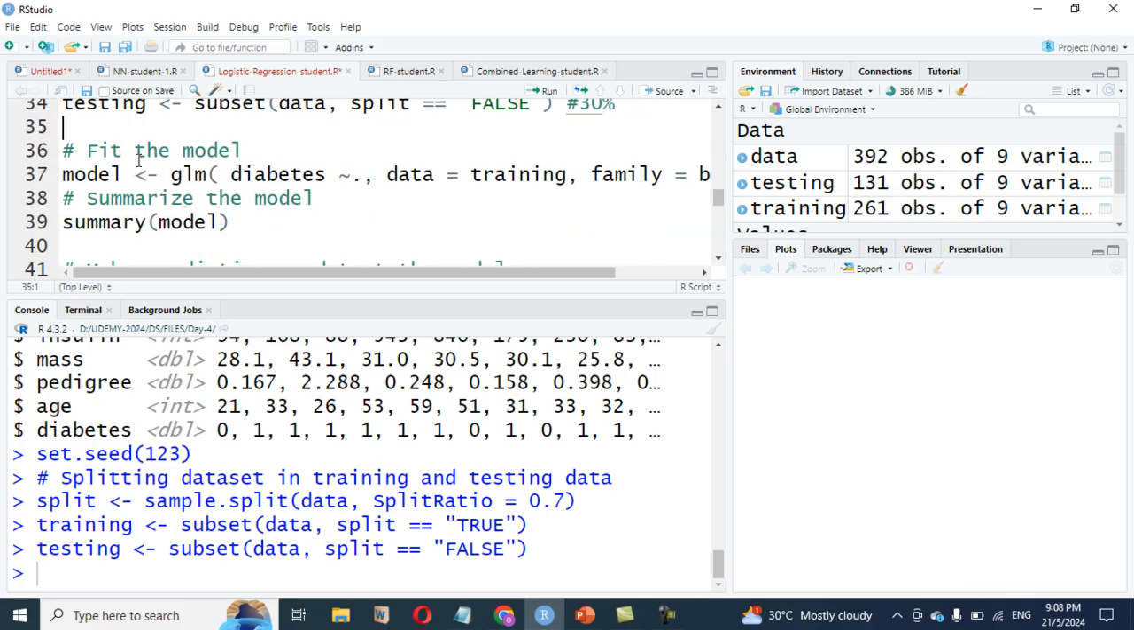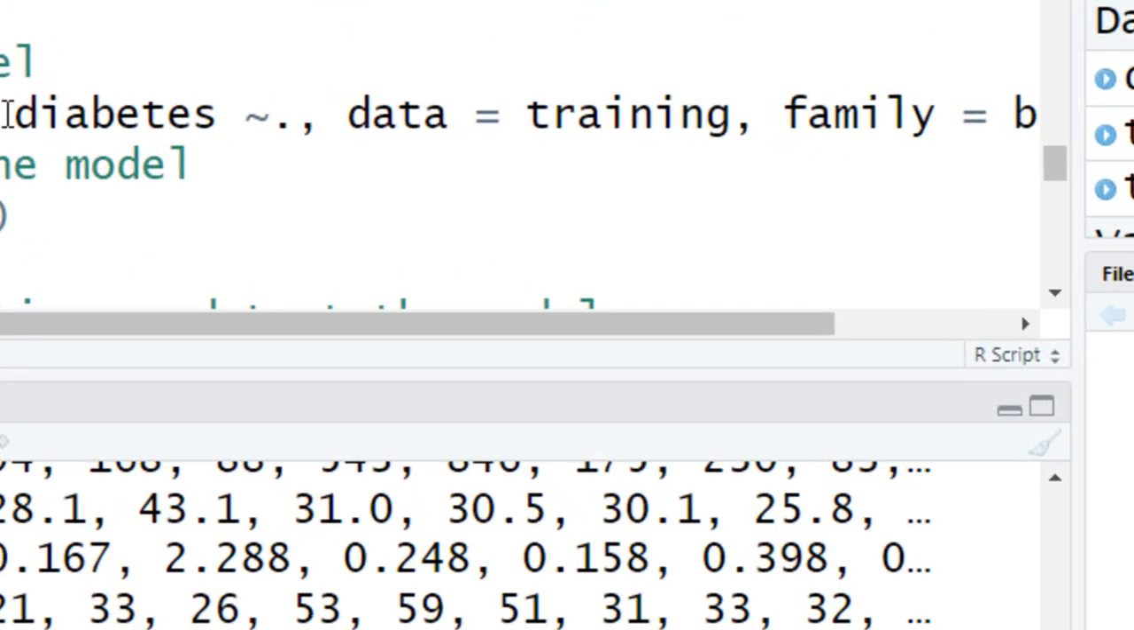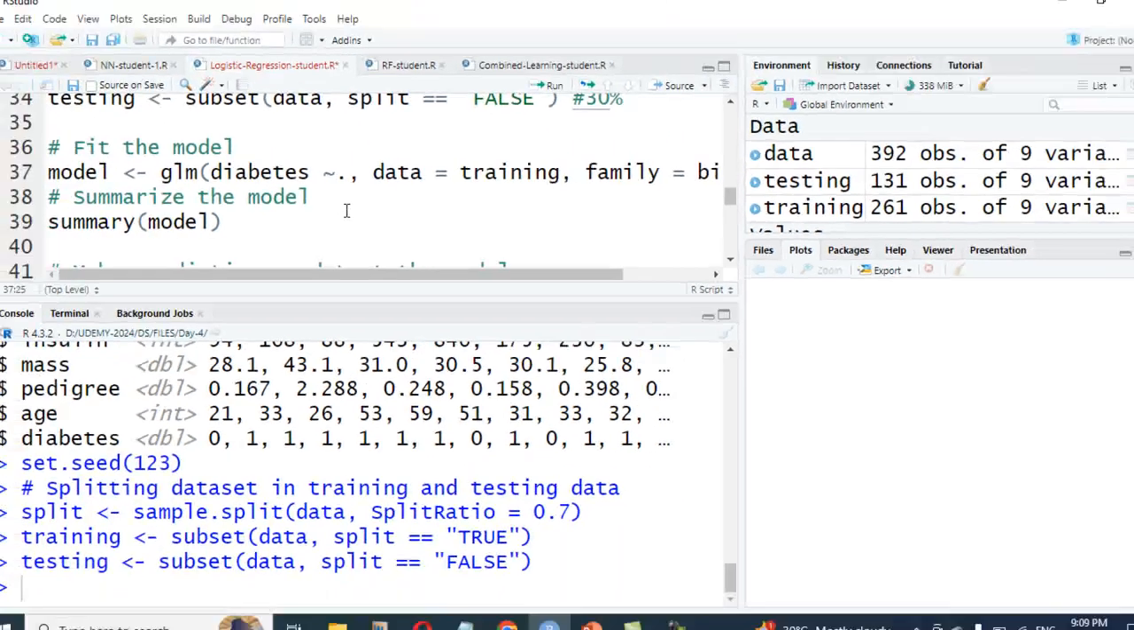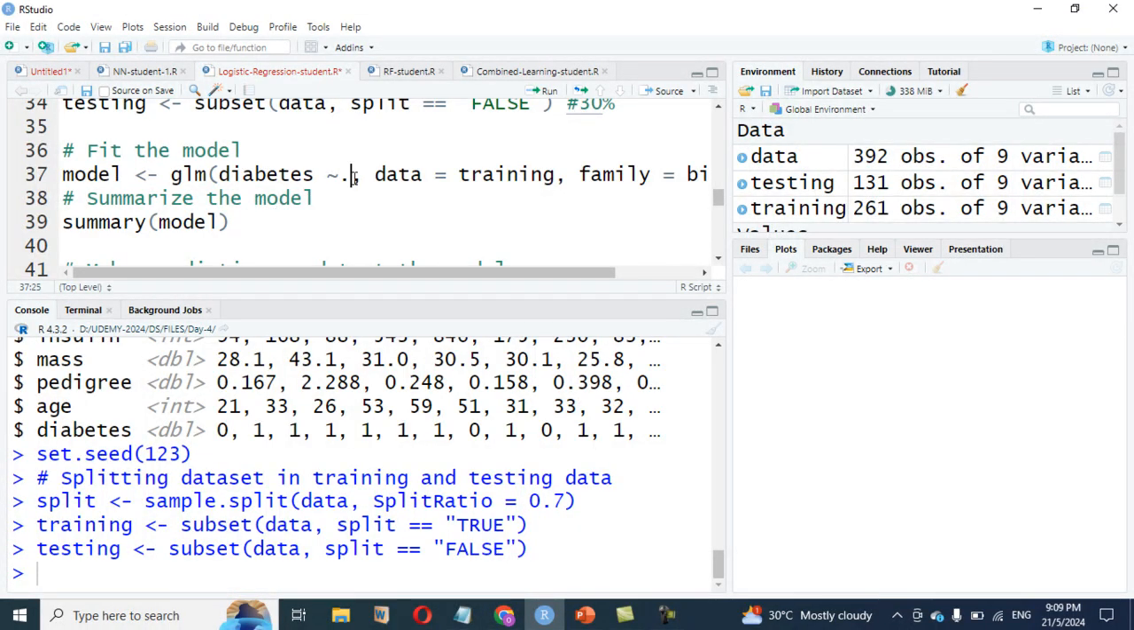So let's fit our model. Our model is using GLM. Don't forget the former one we did was just LM, linear model, but this one is a generalized linear model. So we are going to just fit our model. The first thing you need to look at is the target variable, diabetes. We are using a dot here because we want all the remaining variables to be passed into it. That's the meaning of the dot here. If you don't want all, if you want to select a few, you can just remove the dot and enter the columns one by one, plus them like that.